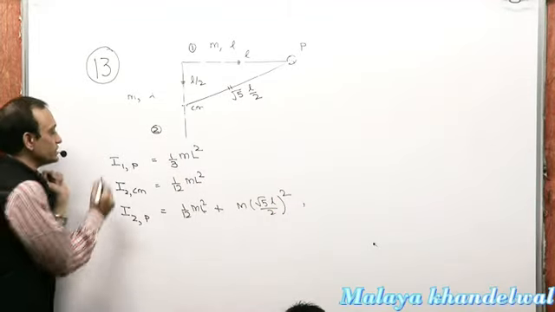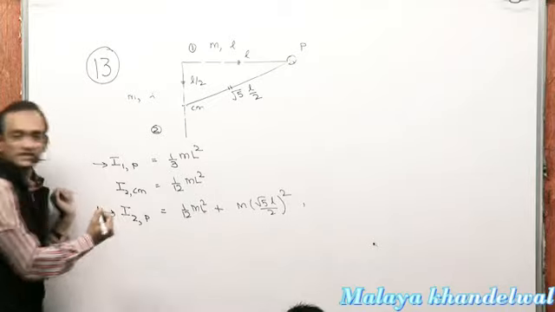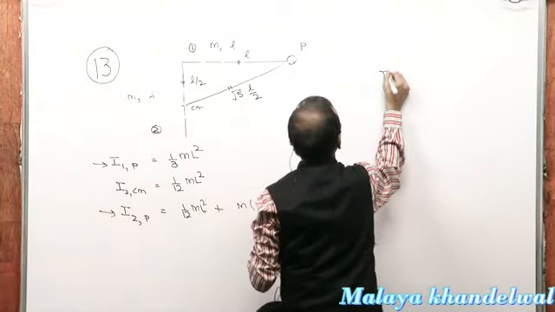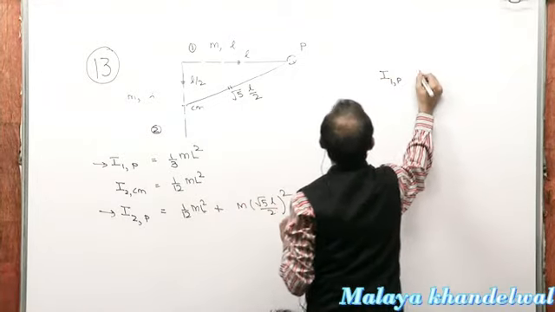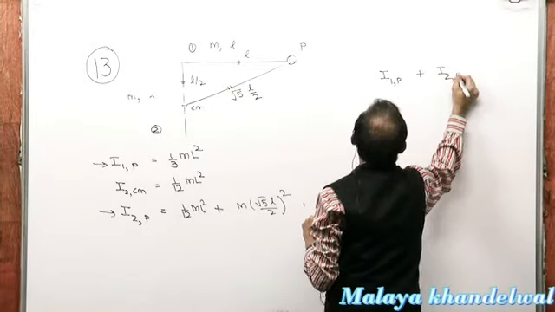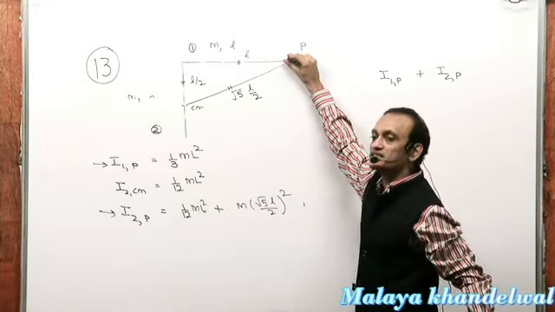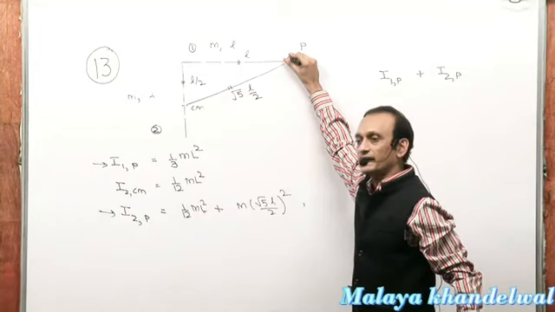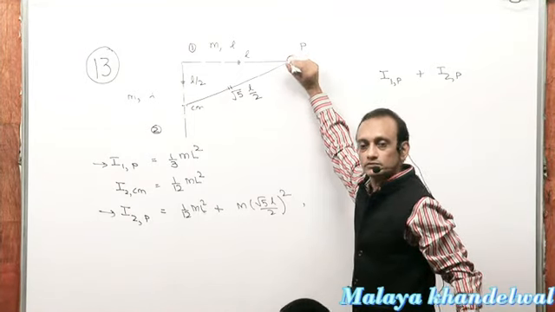And all that you need to do is add I1P plus I2P. So the answer is going to be I1P plus I2P, which is the total moment of inertia about an axis passing through P and perpendicular to the plane. Right?